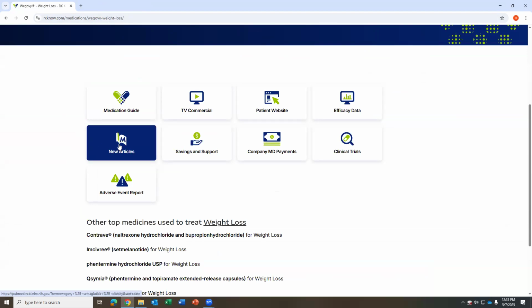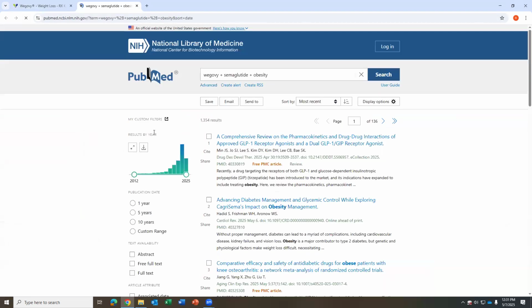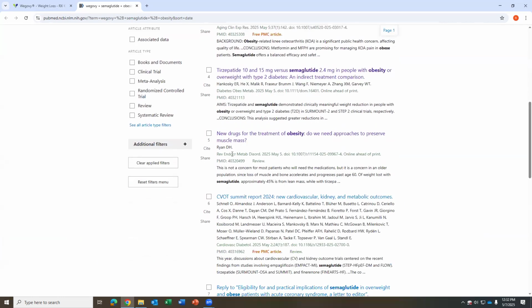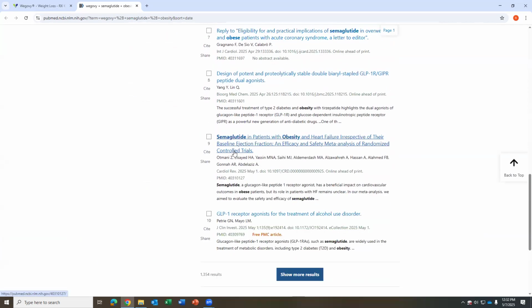A little bit different is the link that we have to news articles. And these articles are database-linked from the PubMed website, which is a federal website. And we can look at all the different articles that are being linked to what we would say is obesity and semaglutide. And there's a variety of them. These are over time. There's thousands of articles in this area.